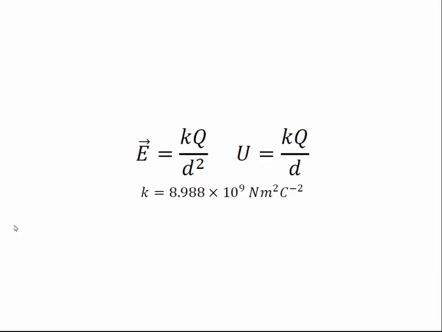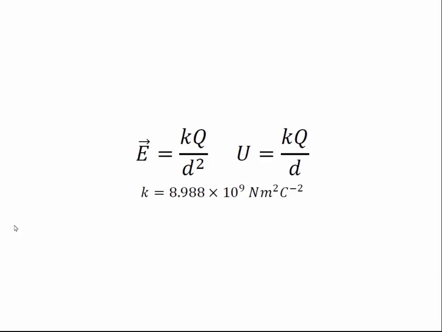The electric field has units of force per charge, newtons per coulomb. So it's the amount of force on a given amount of charge. Potential has units of energy per charge, so it's the potential energy. I'll explain that in just a bit. And K is Coulomb's constant. It's this very large number, 8.988 times 10 to the 9 newton meters squared per coulomb squared.